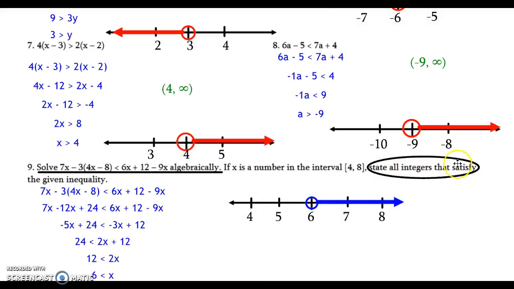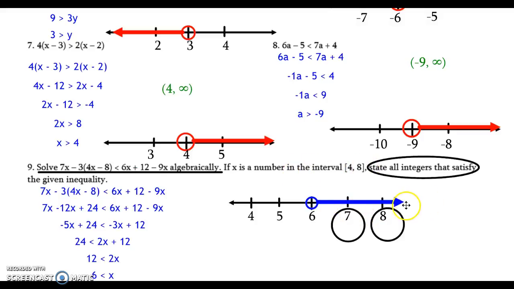If it's asking for all integers that satisfy the given inequality, there are only a few of them that do that. One of those integers is 6. Oh, I'm sorry, not 6, 7. We say 7 is one of the answers because it is an integer in between 4 and 8, and it is also in this solution set. Another one of those integers is 8, because we are allowed to use 8 in our answer set. It says here that [4, 8] is our interval, and 8 is the largest number, and it is included in the interval. So our two answers, the two numbers that satisfy the given inequality and are between 4 and 8, are 7 and 8.